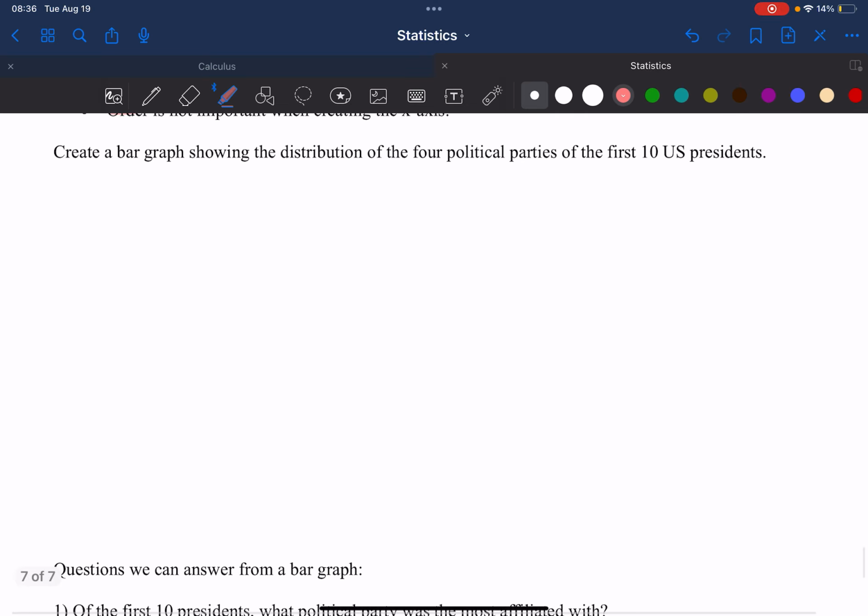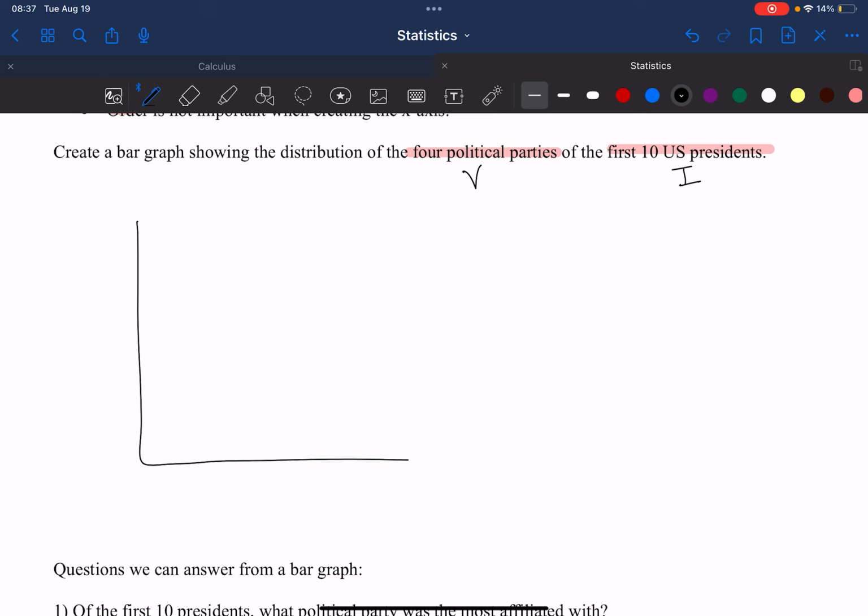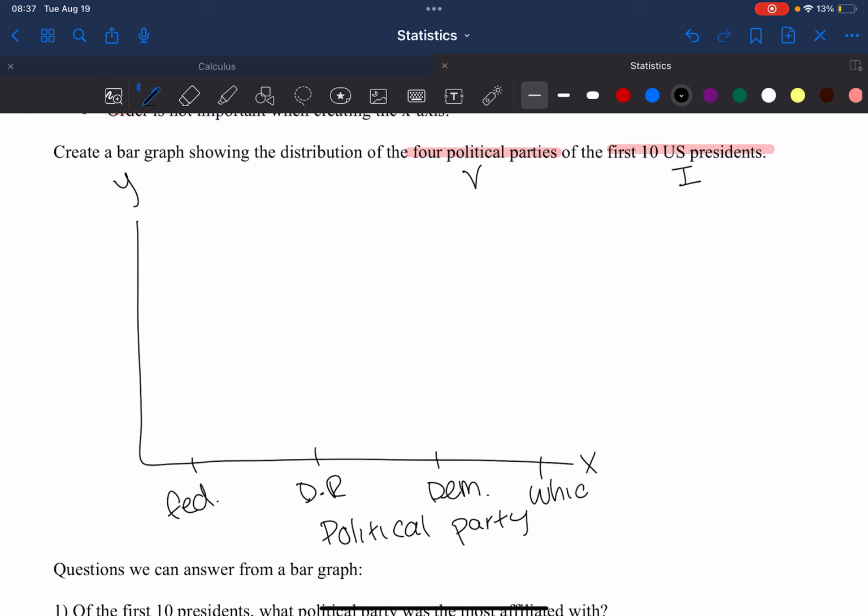So what we're going to do is create a bar graph of the 4 political parties of the first 10 U.S. presidents. So remember, the first 10 U.S. presidents were our individuals, and the 4 political parties is our variable. Drawing my bar graph, I know that this is my x-axis and this is my y. And on my x-axis is always the categorical variable, in this case, the political party. We had 4 political parties. We had the Federalists, which I'm going to abbreviate. We had the Democratic Republican. We had the Democrat. And then we had the Whig.